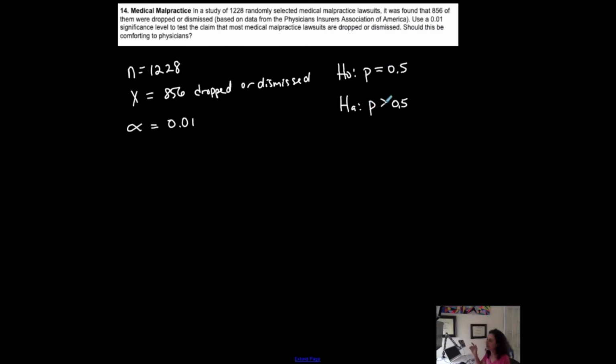So if my alternative is greater than, my null is equal to. The null is always the equal to portion. So what kind of test do I have here? If it's greater than, it points to the right, so it would be a right-tailed test.